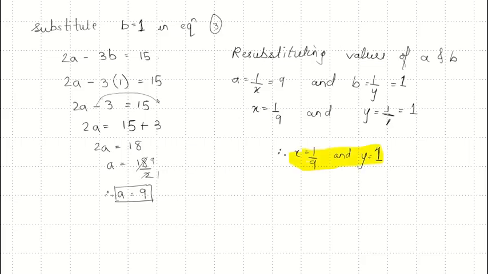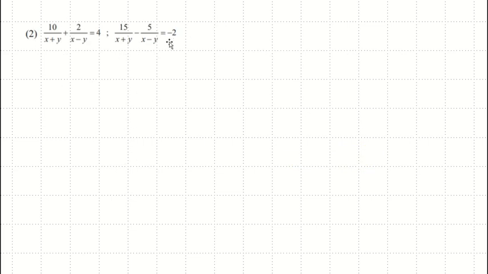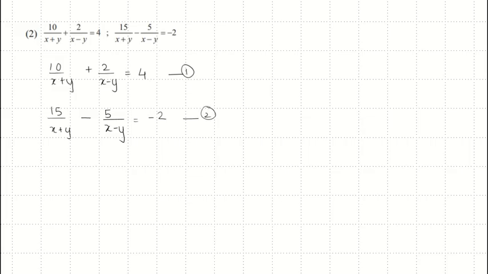Now we will move to second question of 1.4. In second question we have two equations given. The first one is 10 upon x plus y plus 2 upon x minus y is equal to 4. Let us mark this as equation 1. The second equation is 15 upon x plus y minus 5 upon x minus y is equal to minus 2. Let us mark this as equation number 2. So here we need to find value of x and y.